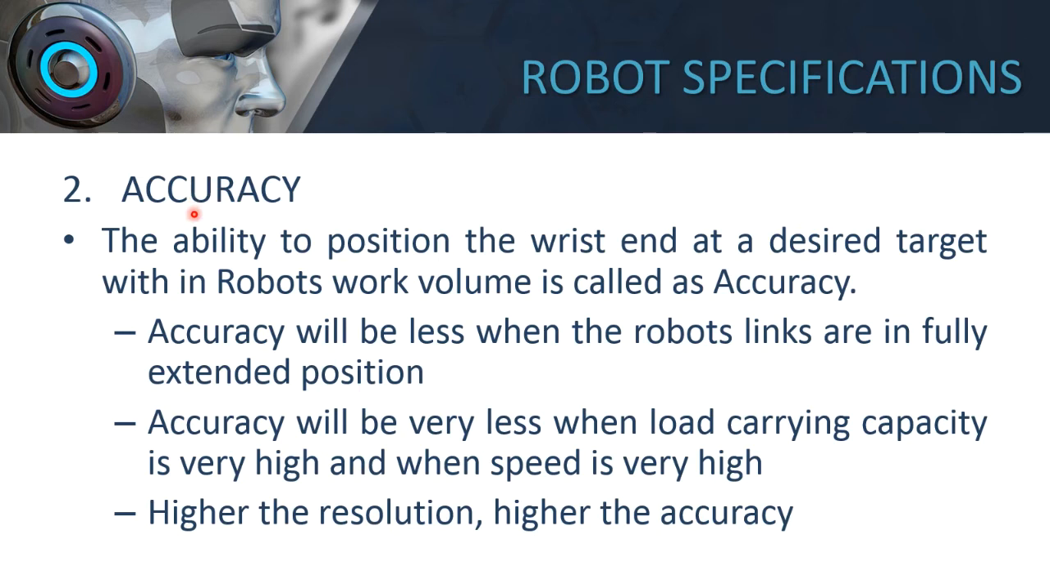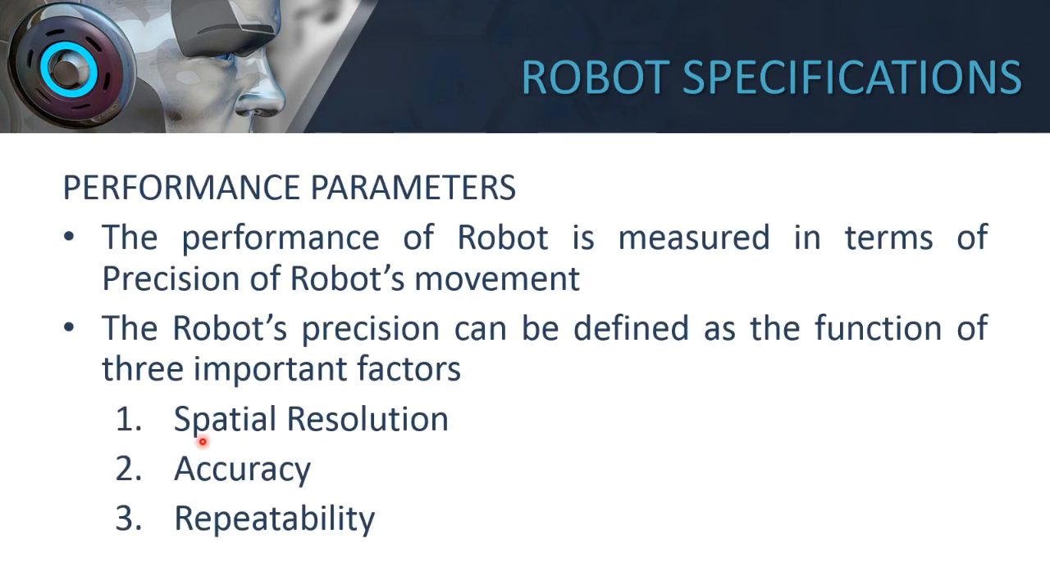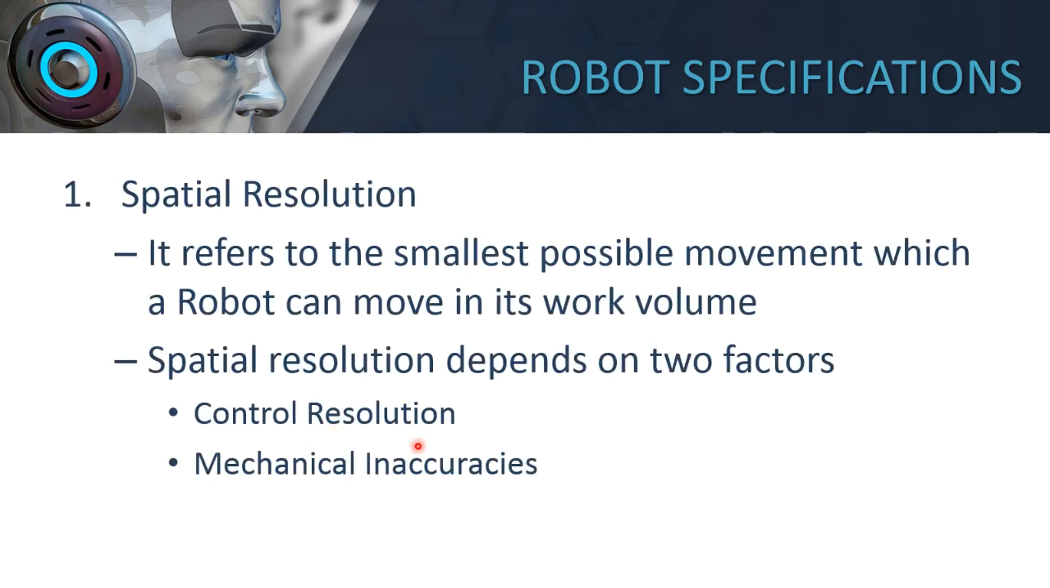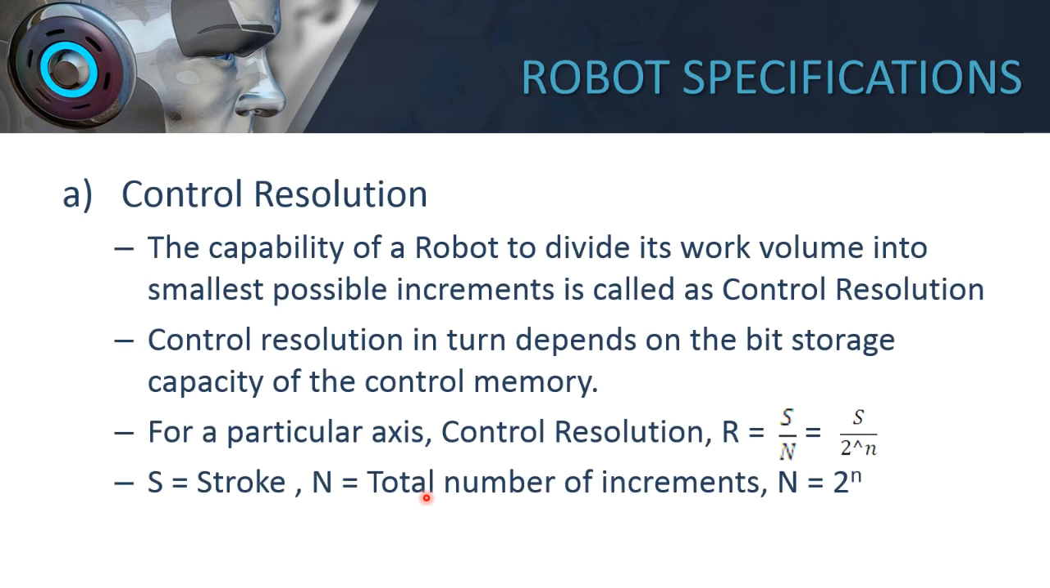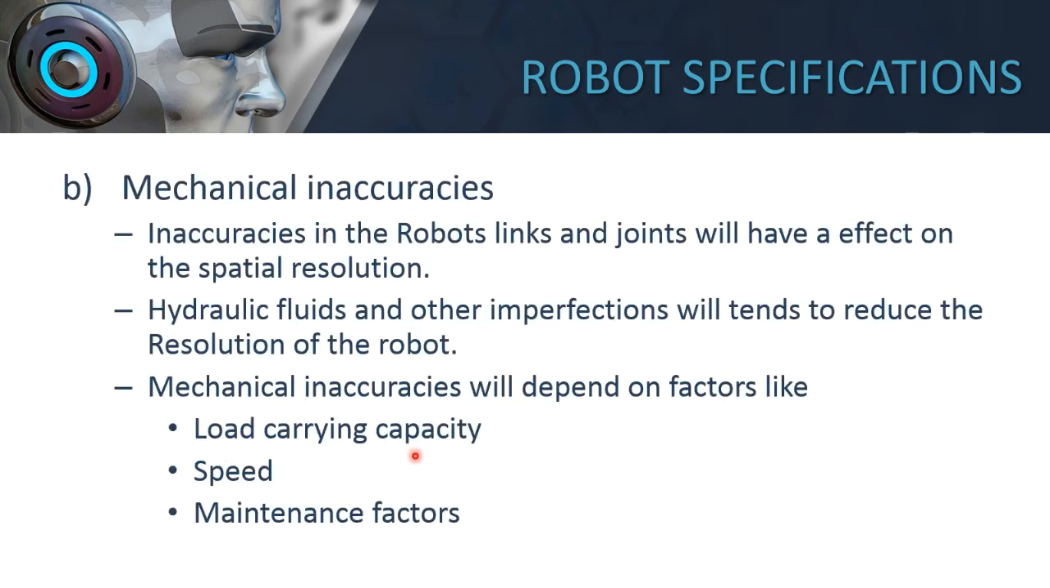The next important specification is again under the performance parameters. Until now we discussed spatial resolution. Under spatial resolution we saw control resolution and mechanical inaccuracies. Control resolution you have understood, and then we understood mechanical inaccuracy.